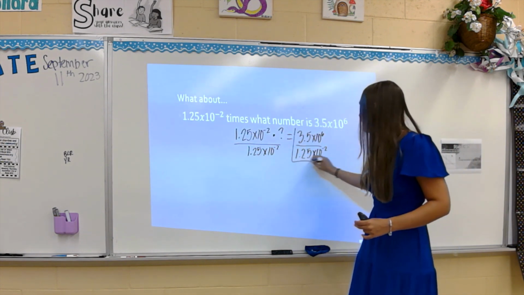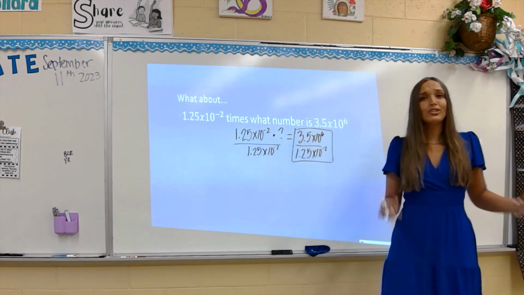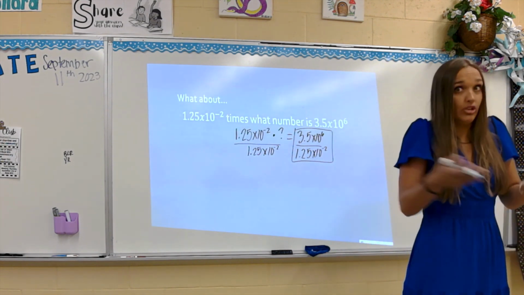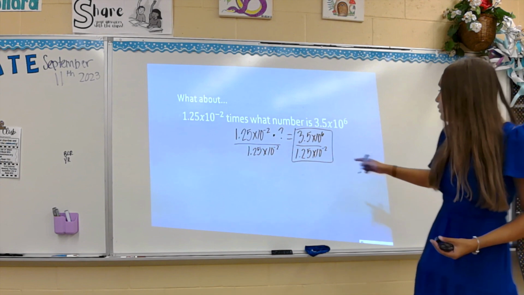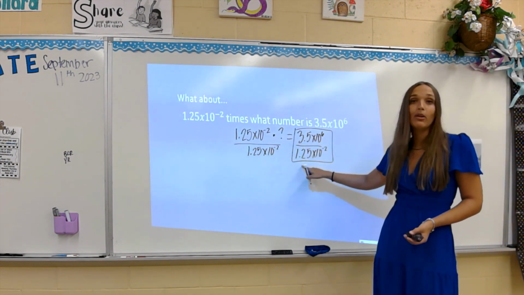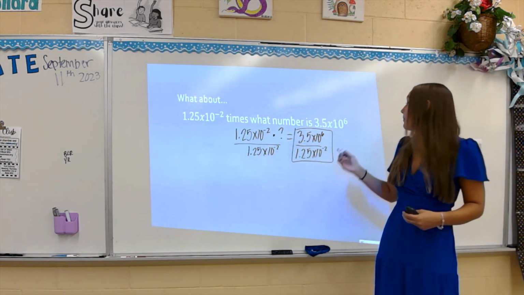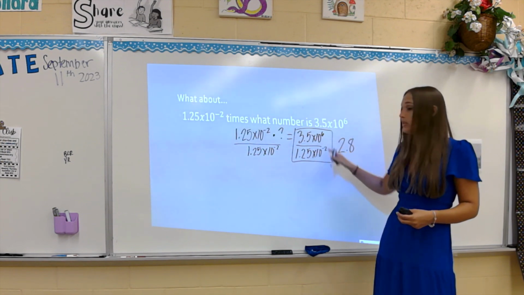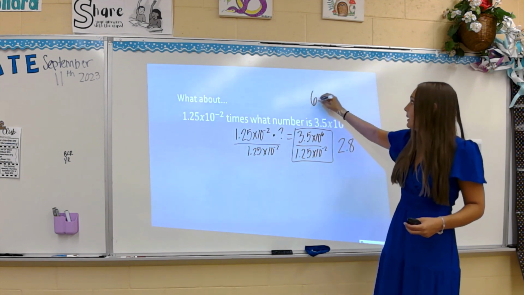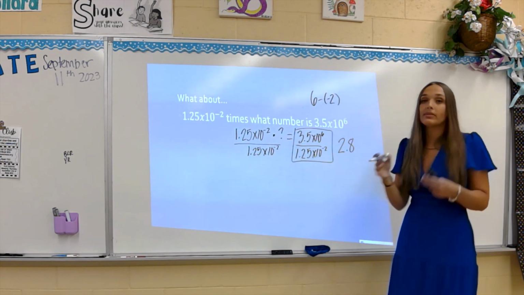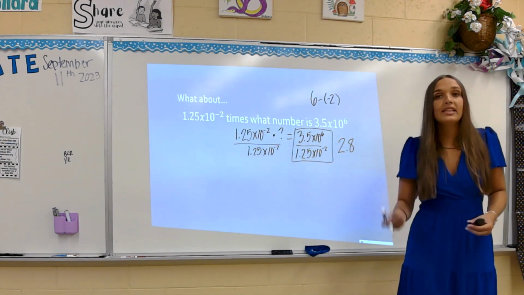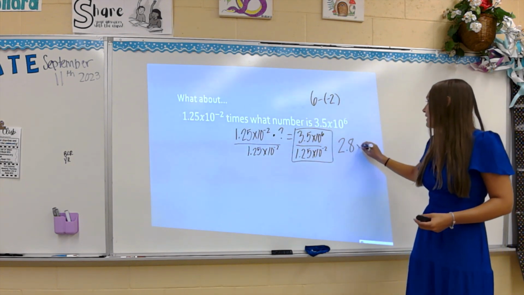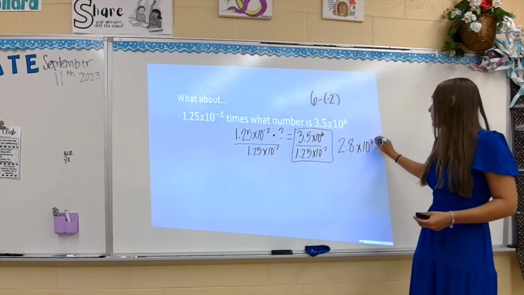I can box it off to see we're just using our division of scientific notation, just like we just saw. So I'm going to do 3.5 divided by 1.25. When I put that in my calculator, I get 2.8. I'm going to subtract my exponent. 6 minus a negative 2 becomes that plus again. A minus and negative becomes a plus. So 6 plus 2 gives me 8. So times 10 to the 8th power.